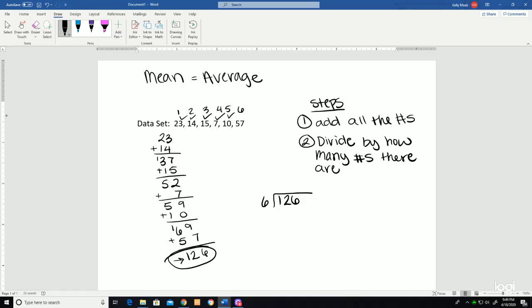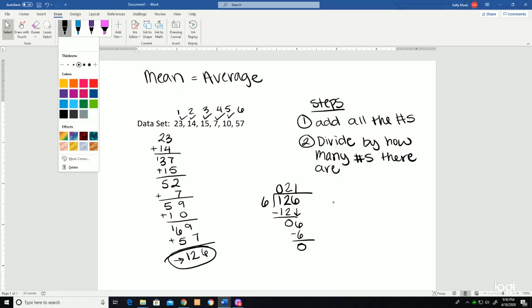6 does not go into 1, so we put a 0. But 6 does go into 12. 6 goes into 12 two times. 2 times 6 is 12. I subtract and get a 0, but we're not done because we still have this little 6 we got to bring down here. 6 goes into 6 one time. 6 times 1 is 6. I subtract, I get a 0. I do not have any more numbers up here, and my whole thing has come down to a 0, so that means that I am done.